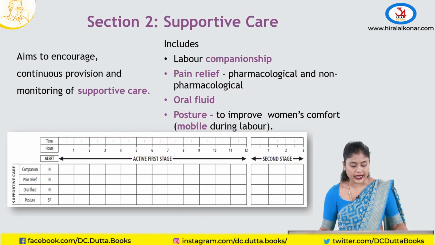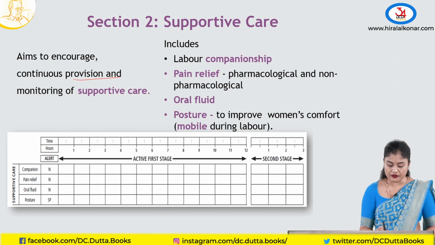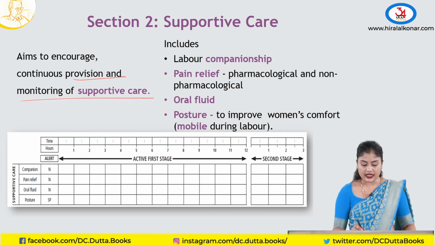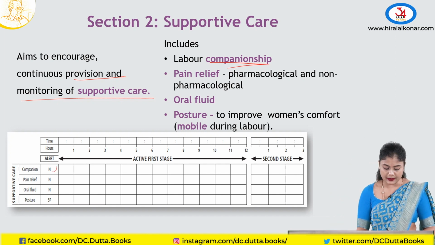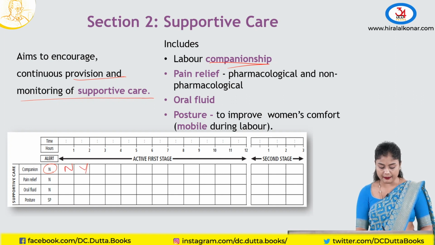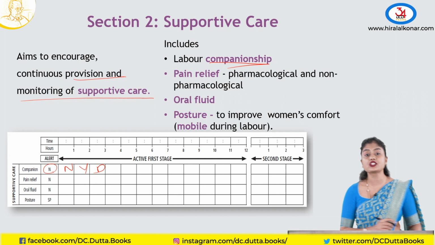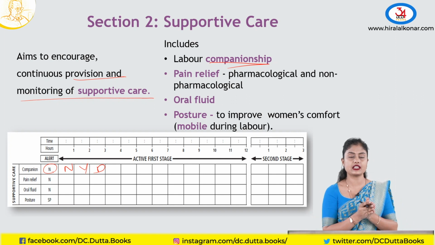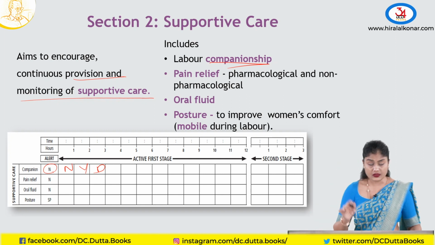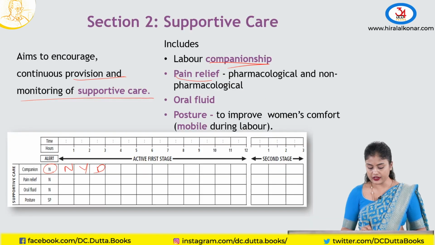Coming to supportive care, it aims to encourage provision and monitoring of supportive care, which includes labor companionship, whether the patient has a companion or not. It is denoted as N for no companion, Y for yes, a companion is there, and D if the patient declines to have any companion. So this is how you write. If the patient has a companion along with her, you should write Y, yes, she has a companion. N denotes no companion. And D denotes that she declines a companion. She doesn't want one.